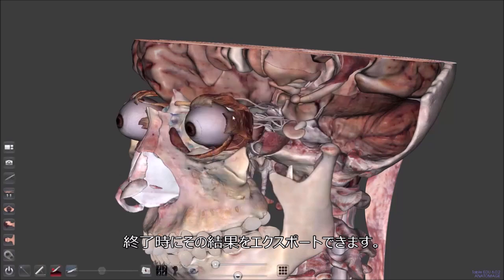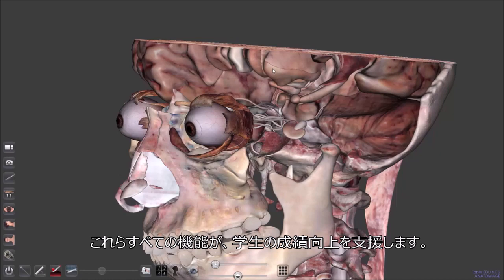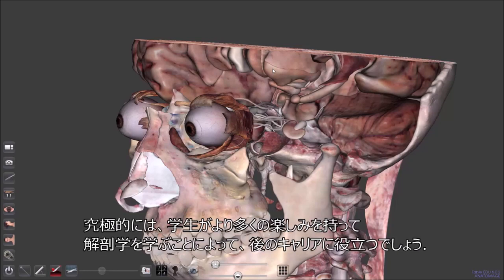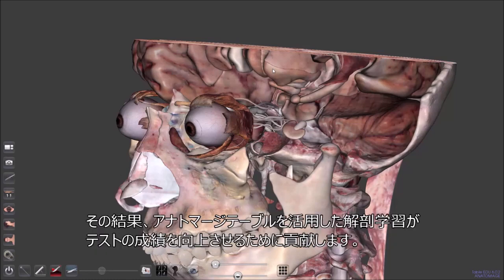All of this comes together to help in improving student performance in class, in particular with understanding anatomy and being able to answer these types of questions. Ultimately, if students are able to have more fun while learning the anatomy, being able to study it better, this will help prepare them later for their careers. And as a result, the Anatomage table has been proven to raise student performance in test scores, just because they are retaining the information of anatomy better while utilizing the Anatomage table.